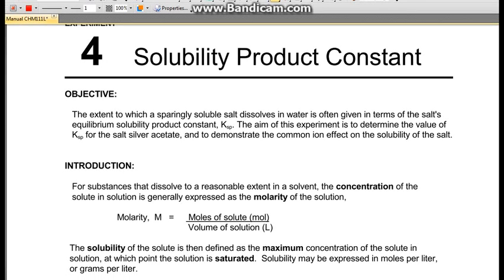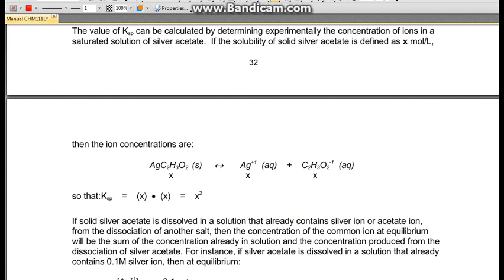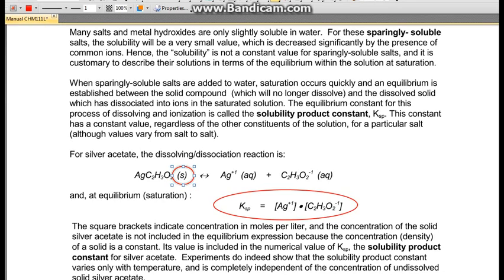Okay, now for Lab 4, you are also not going to be required to know a lot of calculations. You need to be familiar with some of the terms like solubility, saturated, etc. And you do need to understand the basics of the solubility product constant, and understand that solids do not go into calculating your solubility constant. So here there are definitions for solubility product constant and for sparingly soluble salts.